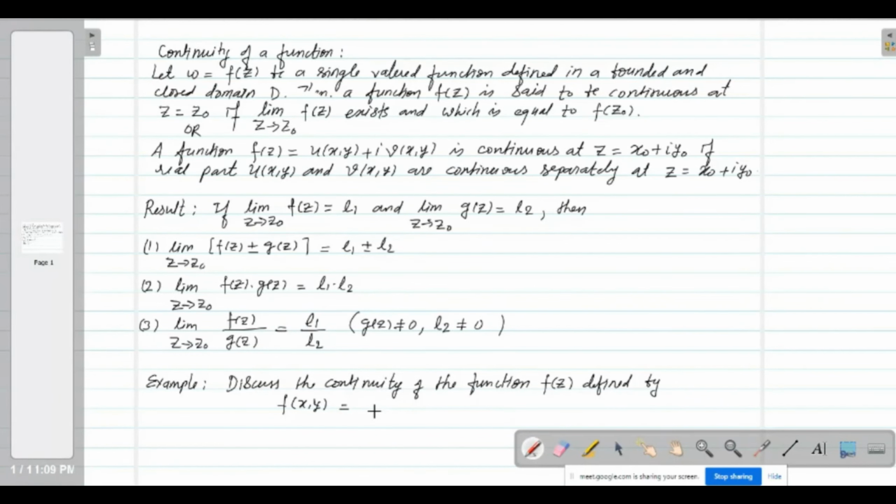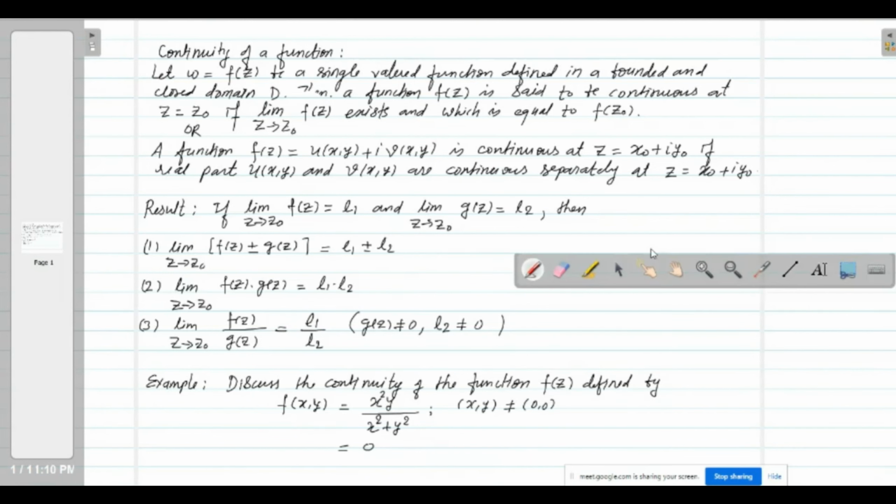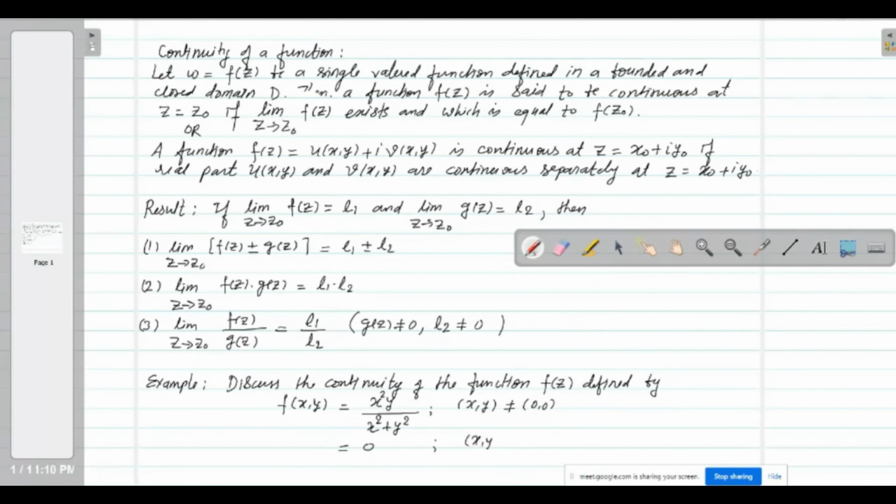So this is x into y divided by x square plus y square, and the condition is x comma y is not equal to 0 comma 0. Otherwise, when x comma y is equal to 0 comma 0, the value is 0. We have to discuss whether this function is continuous or not. Okay, let us move to the next page.